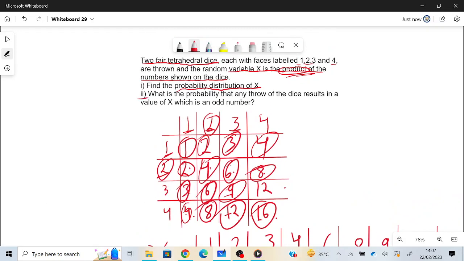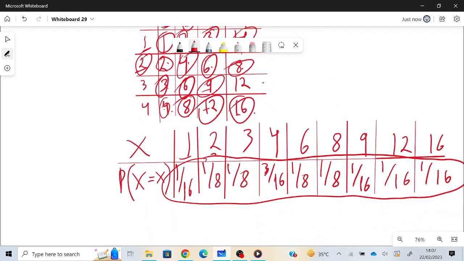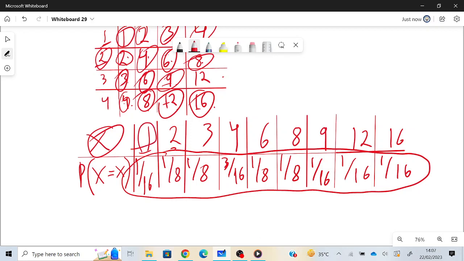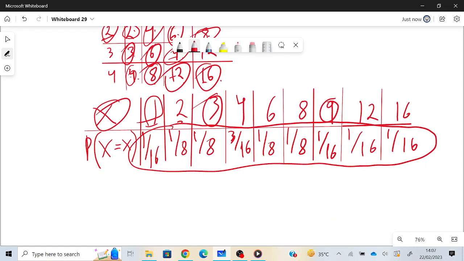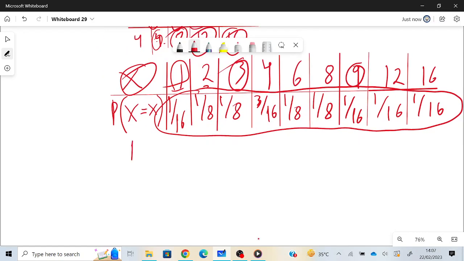Now for part ii, it says, what is the probability that any throw of the dice results in a value of x which is an odd number? Okay, so for the value of x, these are our values of x, and it said odd number. So the odd numbers I'm seeing from these values of x are 1, 3, and 9. So all you do is simply add up the probabilities of these 3 odd numbers. So for 1, the probability is 1 over 16, plus the probability of getting 3, that's 1 over 8, plus the probability of getting 9, that's 1 over 16.